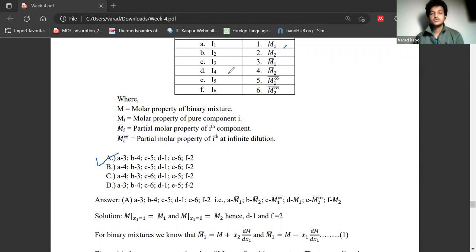A is 3, so I1 is nothing but M1 bar. B is 4, which is nothing but M2 bar. C is 5, that is M1 bar infinity. D is 1, that is M1. E is 6, that is M2 bar infinity. And F is 2, that is M2. Okay, so let us try to see the explanation for this.